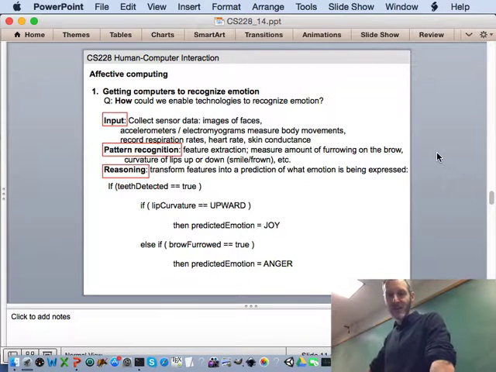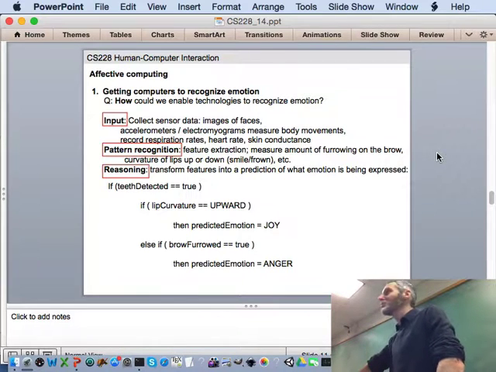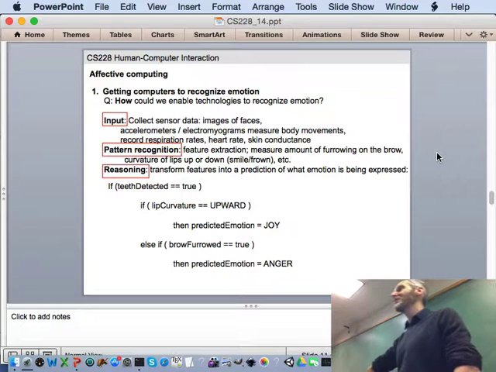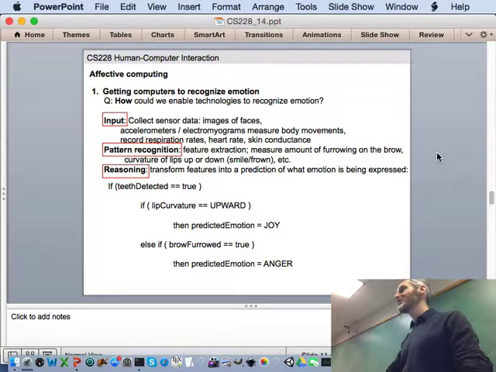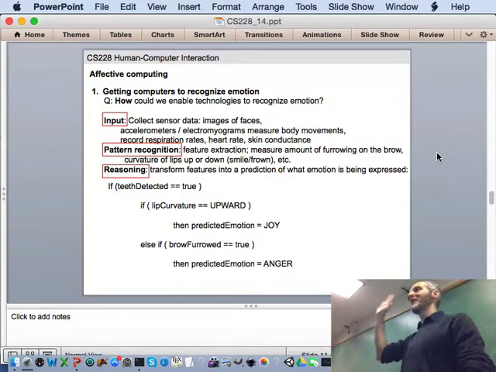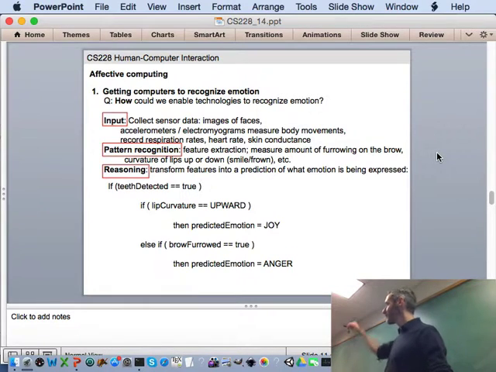So can we actually pull out of pictures of faces the amount of furrowing of the brow, curvature of the lips, up and down, and so on? And then once we do, we need to take those higher level features that came from the raw data, not unlike Leap Motion, where the raw data is colored pixels, and that's turned into 3D coordinates. Here we're taking colored pixels from an image of a face and trying to extract features like parts of facial expressions. And then we need to do some more machine learning on top or some reasoning where we transform those features into predictions.